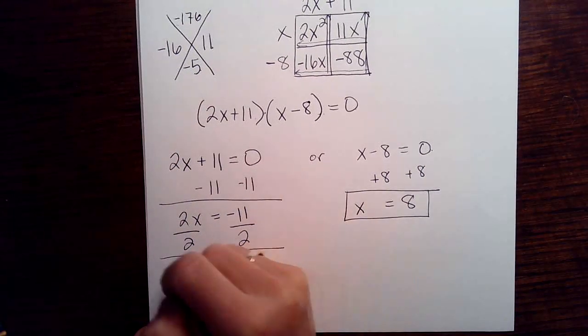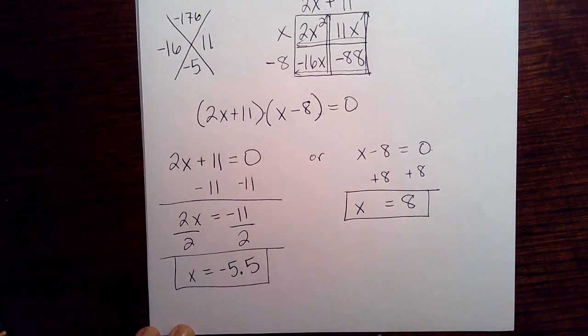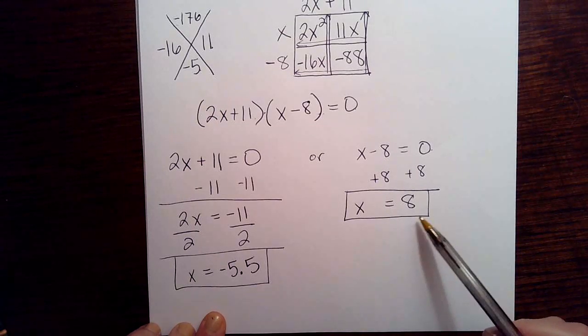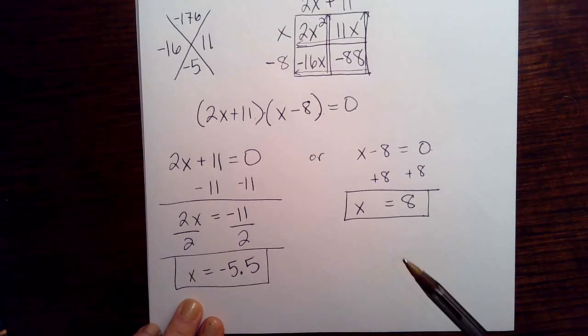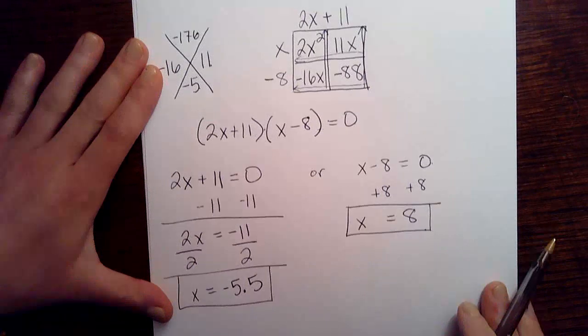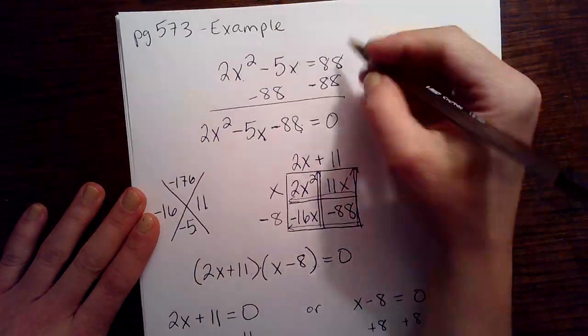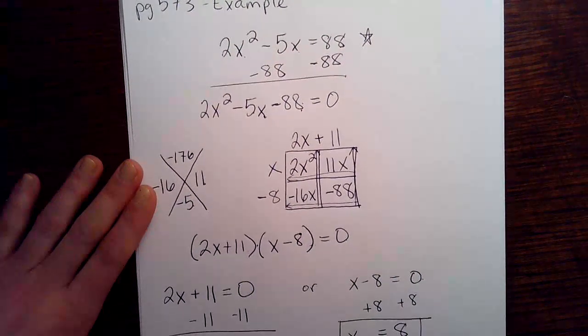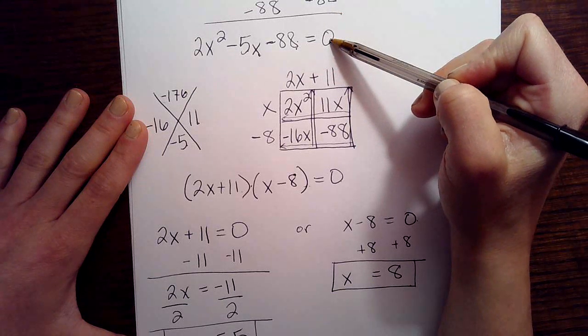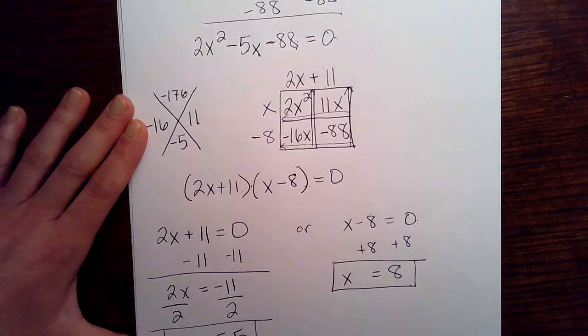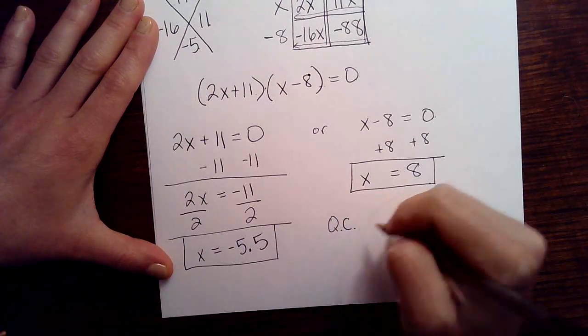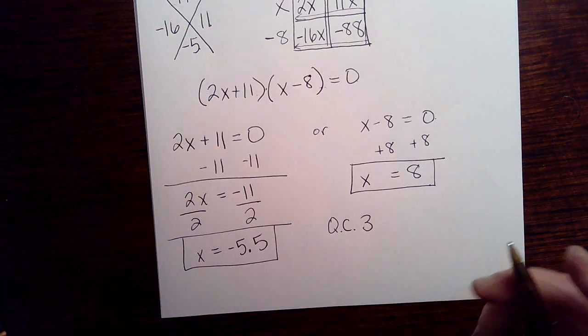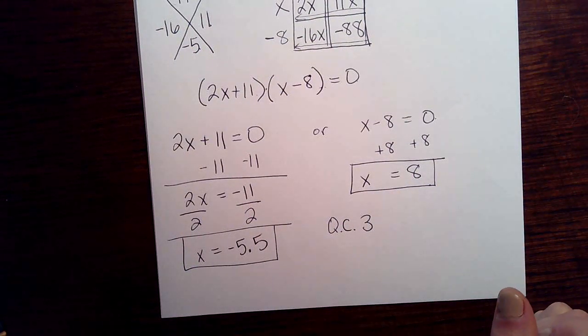And so again, I have two solutions, x equals negative 5.5 and x equals 8. I can check those back in the very original equation, but we used this zero product property by first solving for 0. Again, this is a good opportunity to try quick check 3. This is example 3.